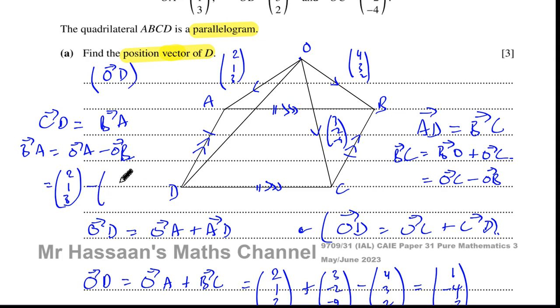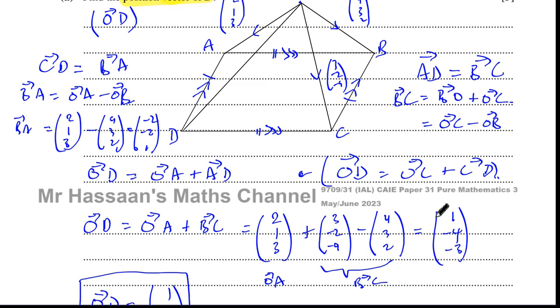And OB is the vector 4, 3, 2. So this gives us the vector 2 minus 4, which is minus 2, 1 minus 3, which is minus 2 again, and 3 minus 2, which is 1. So that's the vector from B to A.